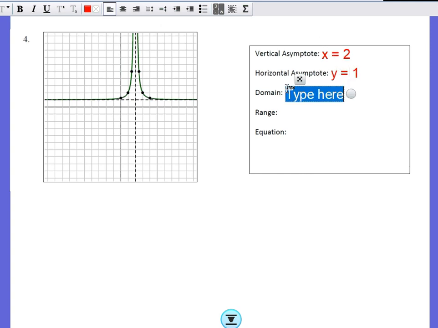The domain is going to be the same as number 3, x does not equal 2, but now because this graph has a parent function of 1 over x squared, not a parent function of 1 over x, that is going to affect the range. So the range here is going to be y is greater than 1, not y does not equal negative 1. Sorry, positive 1.